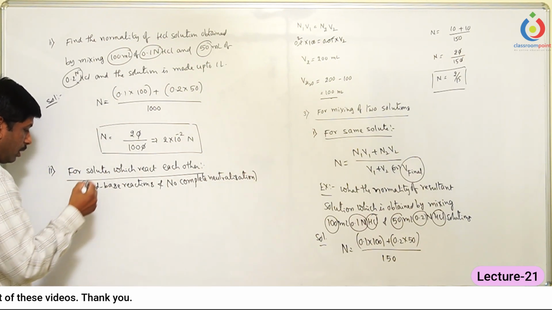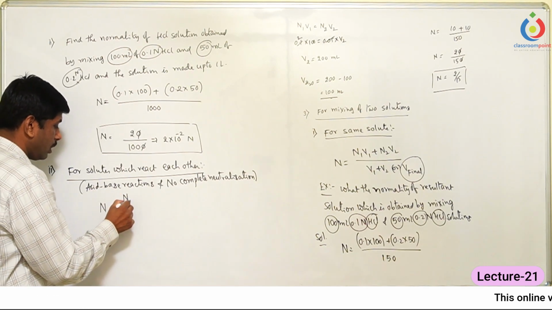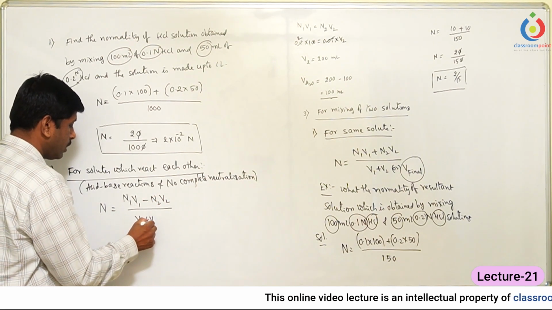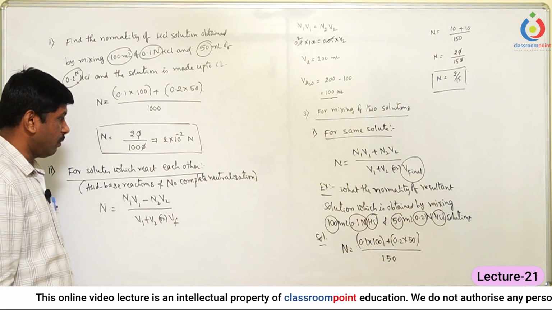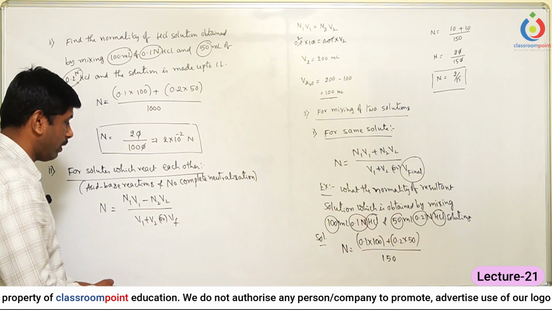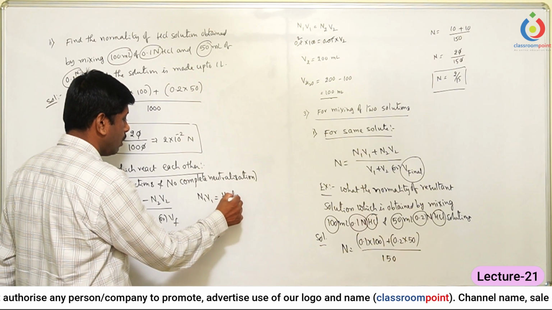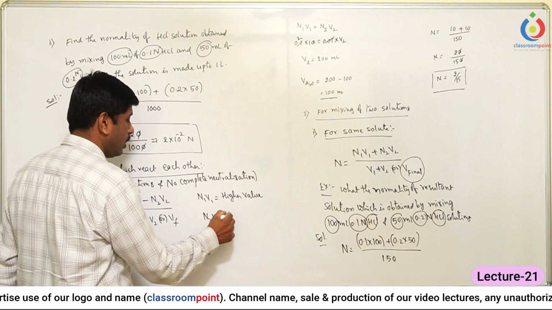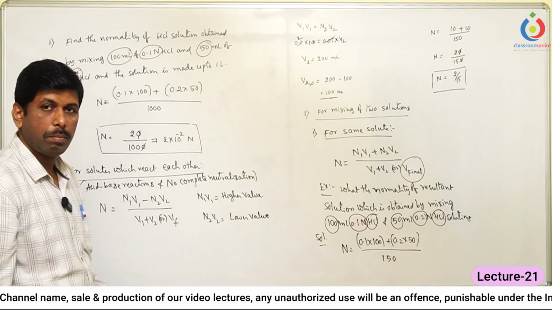Then how to use this? The final normality of the solution is N equals N1V1 minus N2V2 divided by V1 plus V2, the final volume of the solution. So N1V1 is the higher value, and N2V2 is always the lower value. Here we have to take the higher value N1V1 and the lower value N2V2, because concentration terms are never negative, they are always positive values.